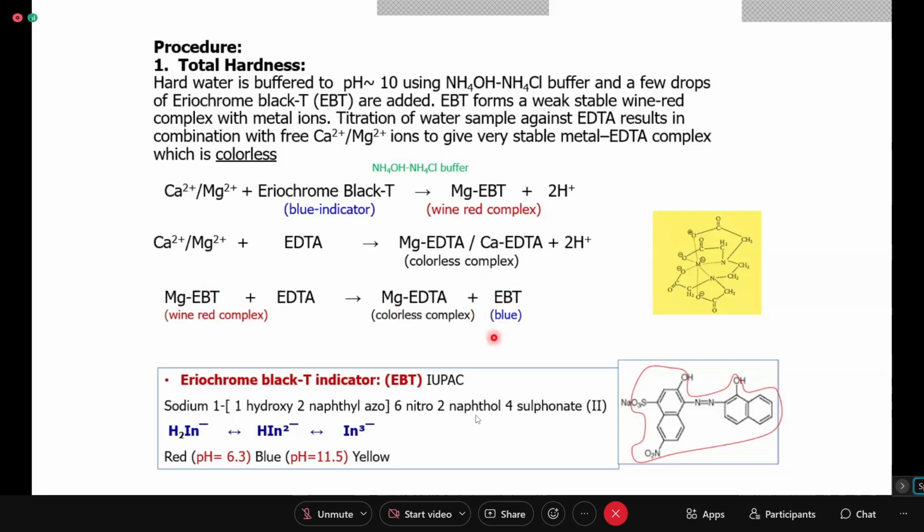Now in this pH range of 10, you will find that Eriochrome Black T is blue in color. Okay, so you get a color change from wine red to clear blue, and the volume of EDTA required to convert wine red to clear blue solution will correspond to the total hardness present in water. So this is the structure of this, and these structures you are supposed to draw.